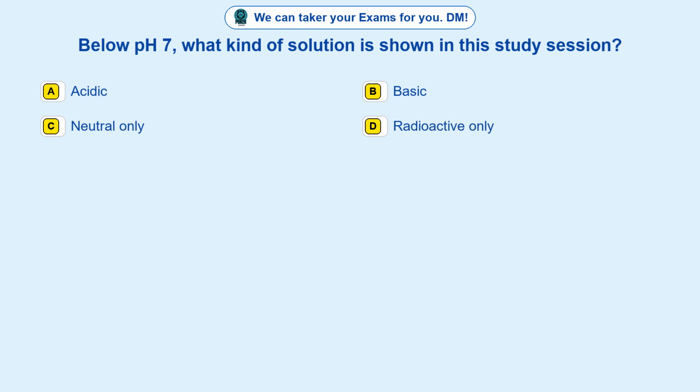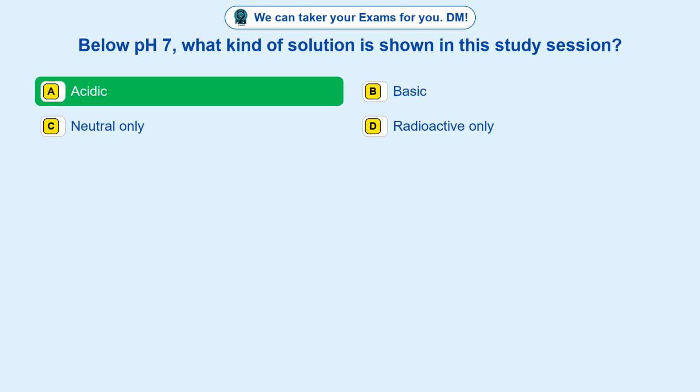Question 35. Below pH 7, what kind of solution is shown in this study session? Option A, acidic. Option B, basic. Option C, neutral only. Option D, radioactive only.